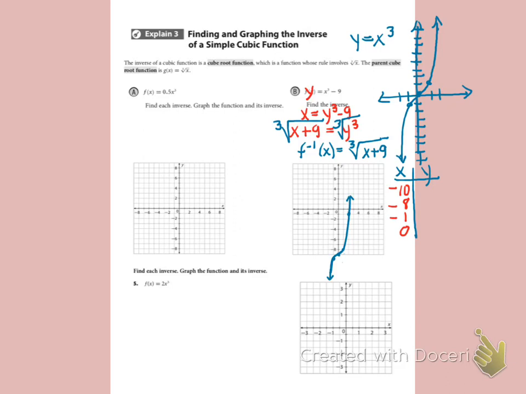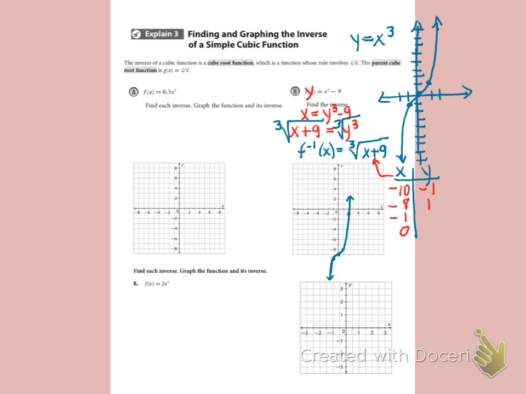So when I plugged in negative 10, because that's about as far as I could really get on this graph to fit because of the coordinate plane that we have, that would be negative 10 plus 9, which is negative 1, and then the cube root of negative 1 is negative 1. If I plugged in negative 8 in there, negative 8 plus 9 is positive 1. The cube root of positive 1 is 1.